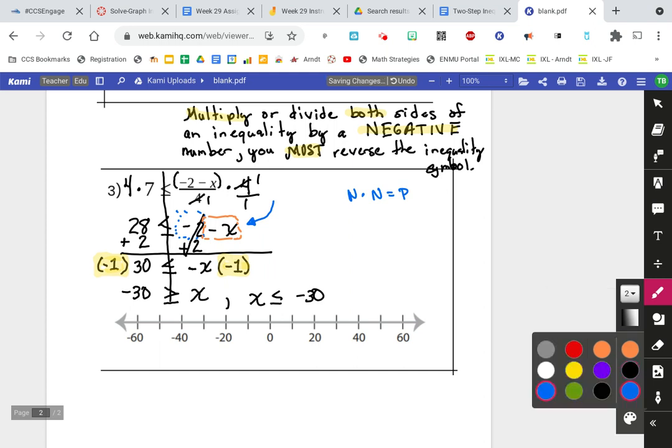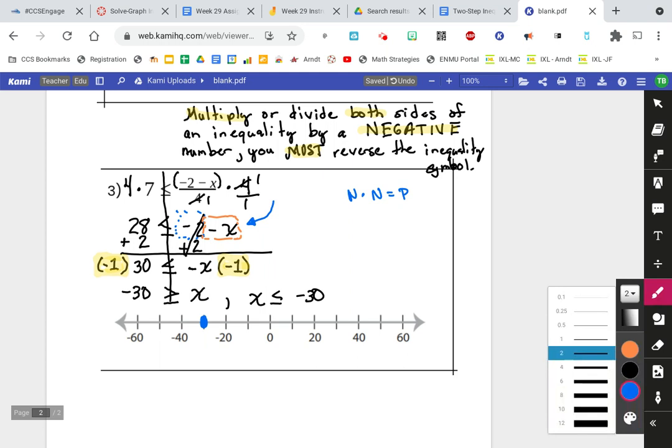So we have to graph the inequality. Remember that we have the less than or equal to. When we have that equal to symbol, that is when we need a closed circle. So we need a closed circle at negative 30, which would be right here. And then we need an arrow that highlights everything to the left, which would be all of these numbers here.